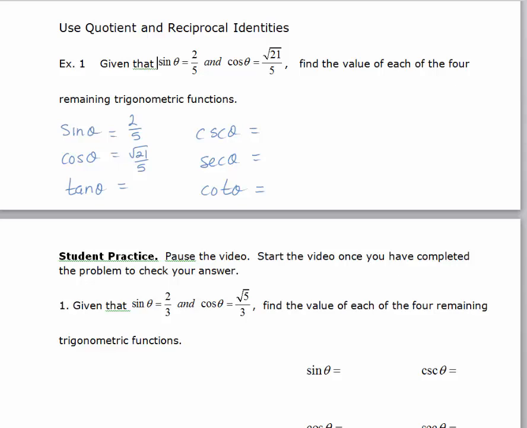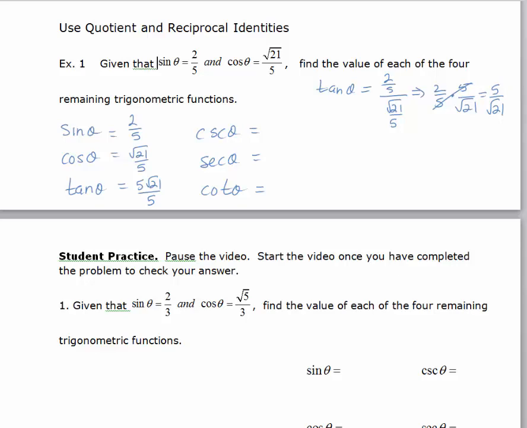So the quotient identity says that the tangent of theta equals the sine over cosine. So tangent of theta is equal to the sine, which is 2/5, divided by the cosine, which is the square root of 21 over 5. And so if I just take 2/5 and multiply it by 5 over the square root of 21, the 5's cancel. I get 2 over the square root of 21, and we can rationalize that. That would be 2 square roots of 21 over 21.